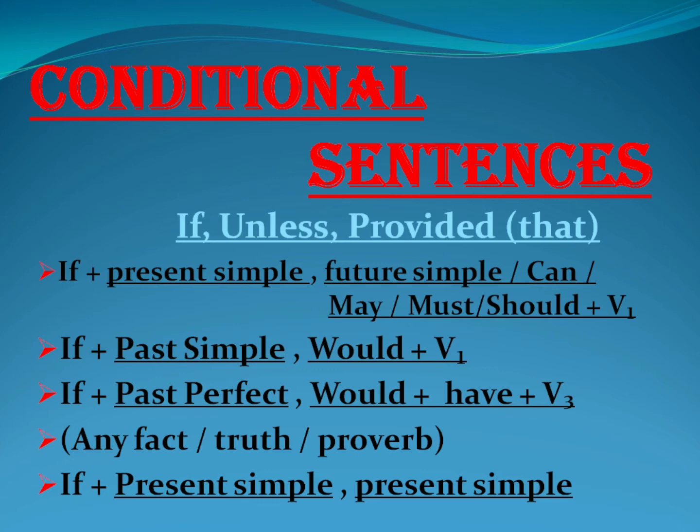Now the second rule starts. If the if clause is there in past simple tense, means if you see v2, was, were there in the if clause, then in the main clause you will have to use would plus v1. If you see past perfect tense there in the if clause, past perfect tense means had plus v3, then in the main clause you will have to use would have plus v3.